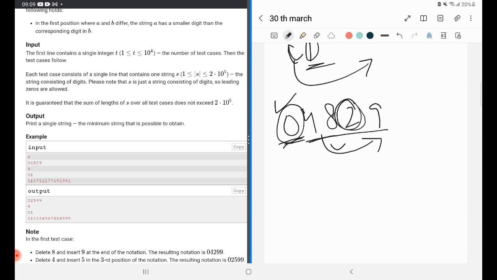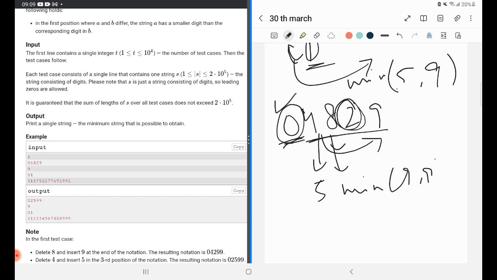So let's say we try to shift 4 and 8, so we have to replace them: 4 has to be replaced with the minimum of 5 comma 9, which is 5, and 8 has to be replaced with the minimum of 9 comma 9, which is 9 itself.